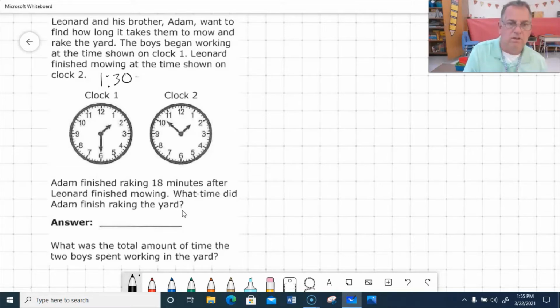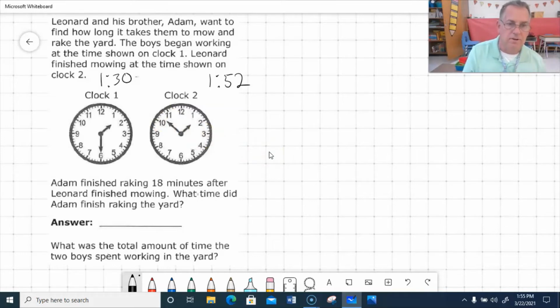And the time that he finished mowing. Okay, so the hour hand is still between the 1 and 2, so that would be 1. And the minute hand is just past the 10. It looks like it's probably about 2 tick marks past the 10. So that'd be 52. So 1:52, and that's when he finished.